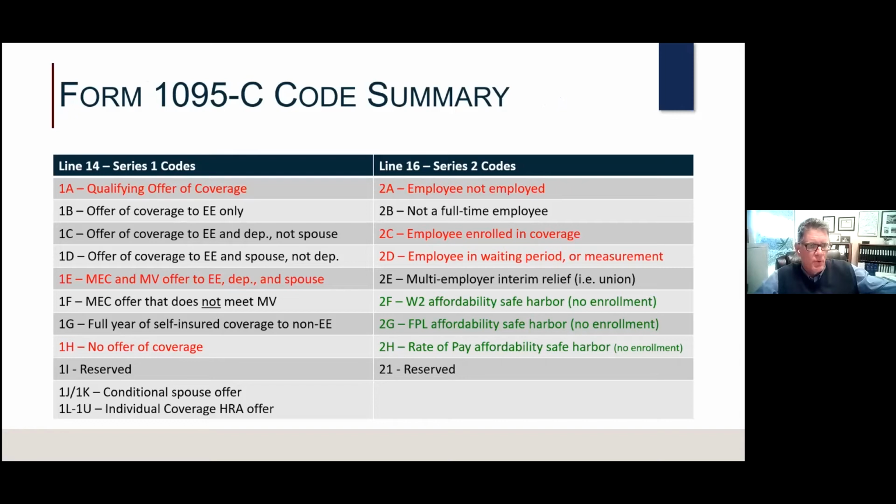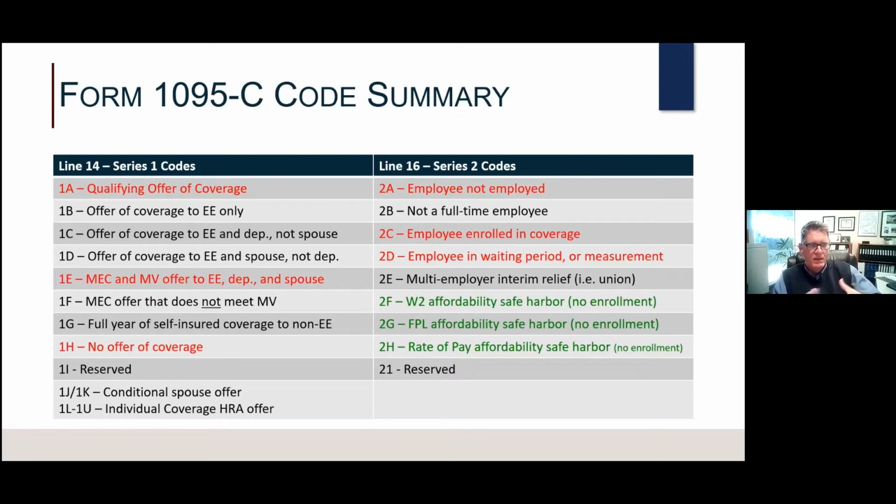So here's a summary of the 1095-C codes. There is also a coding cheat sheet in your handout starting on page 14. These are all of the Series 1 and the Series 2 codes, except for those codes that are special to HRAs, which we're not going to discuss in this webinar. I've highlighted the ones in red that are most typical. These are the ones that I would expect to see most often on a 1095-C.